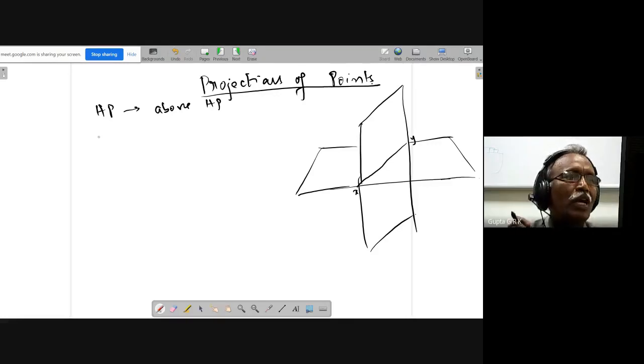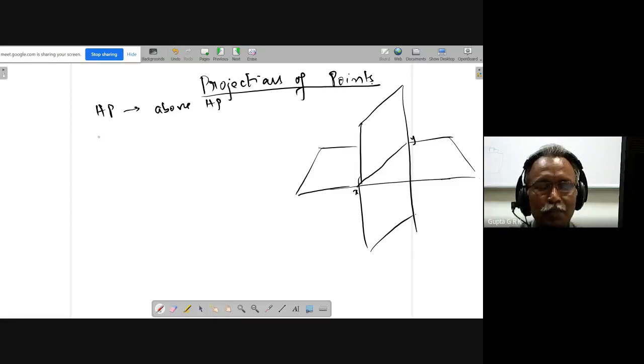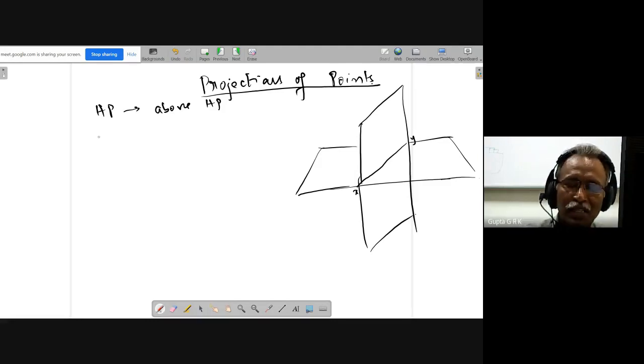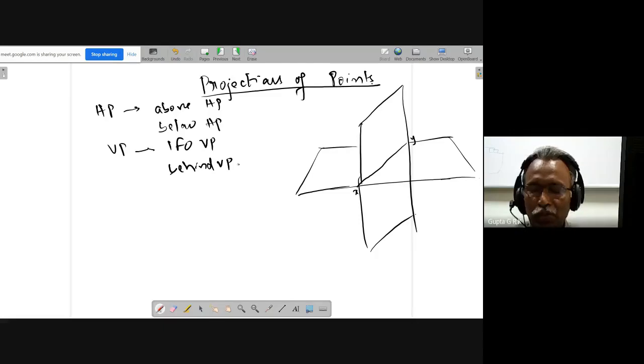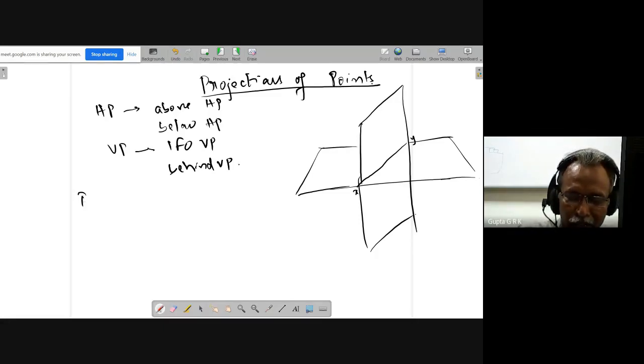Okay, when I want to describe an object's position with respect to HP, I will say the point is above HP or below HP. And with respect to VP, I say in front of VP or behind VP. Okay. So here, suppose first angle projection, suppose I take the point, you tell me with respect to HP first and then VP. Where is the point?